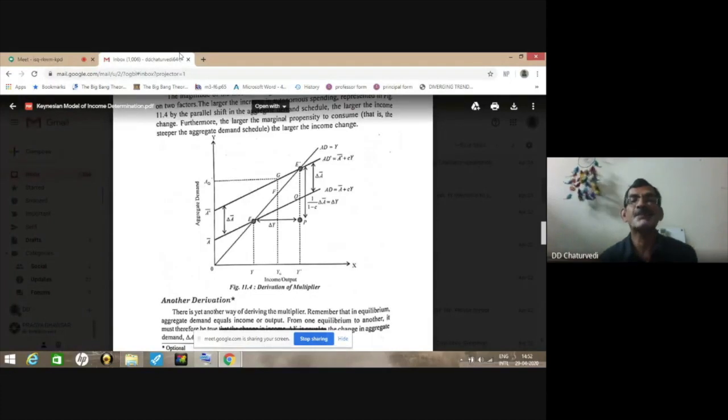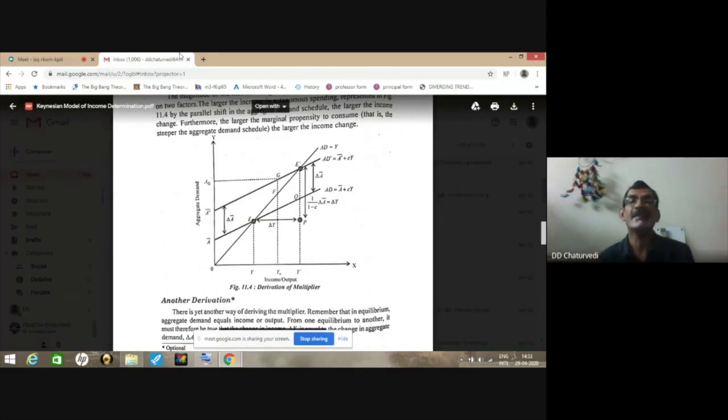When autonomous expenditure increases, the aggregate demand curve shifts upward in a parallel manner. The new aggregate demand curve will be AD dash, and it is equal to A dash bar plus Cy. That means the intercept of the aggregate demand curve has changed from A bar to A dash bar, but there is no change in marginal propensity to consume. That means there is a parallel shift.